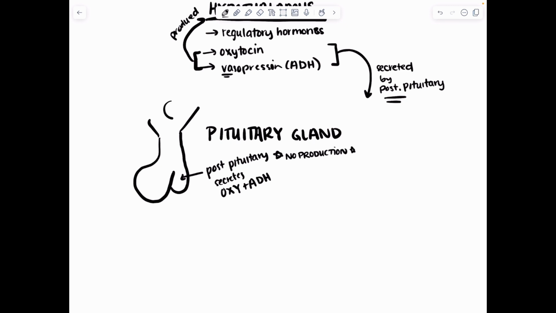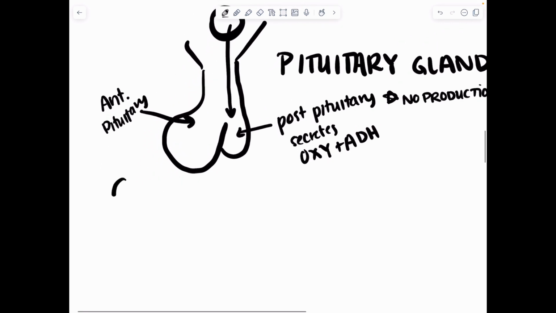So there's no production. It's made above in the hypothalamus. The hypothalamus is up here, so that sends it down there. Now the anterior pituitary on this other side creates a lot of things. There are two types of cells that we find in our anterior pituitary.